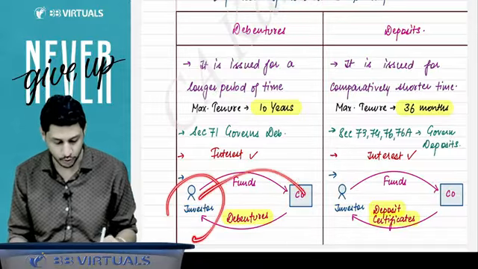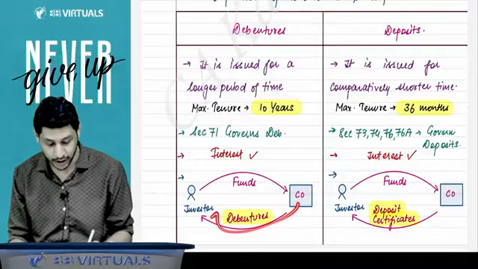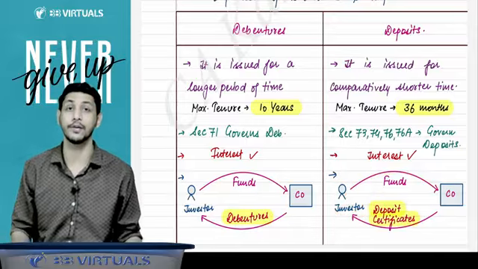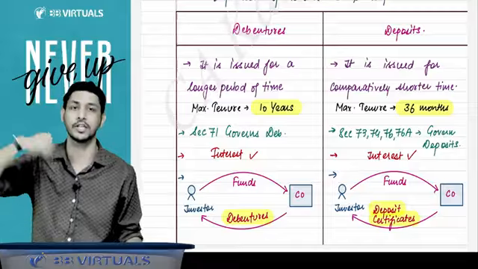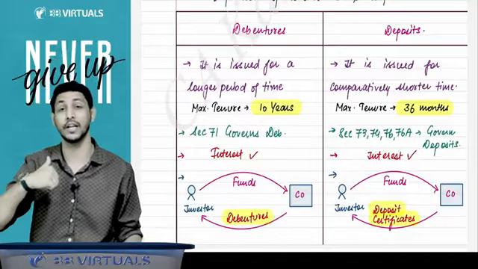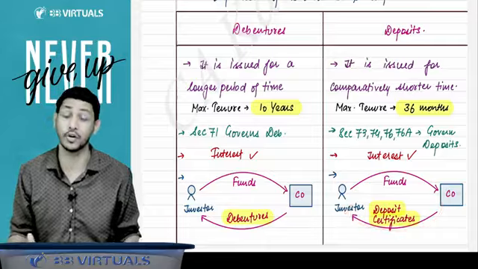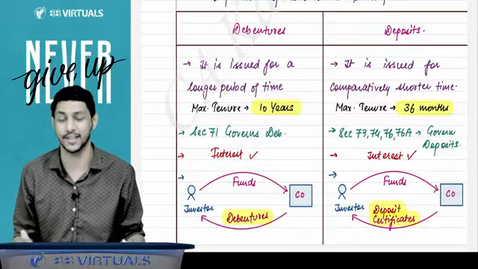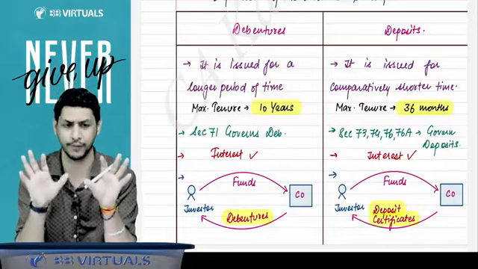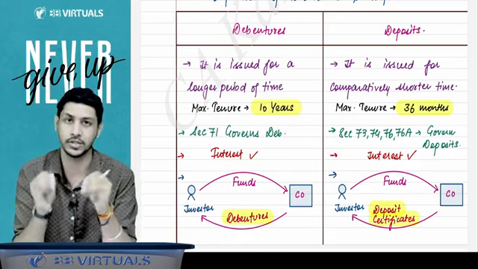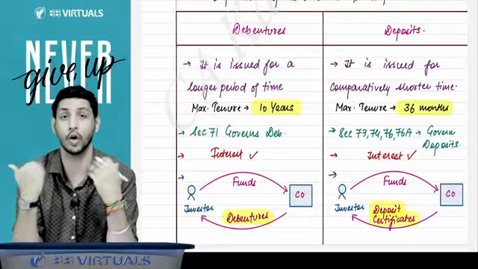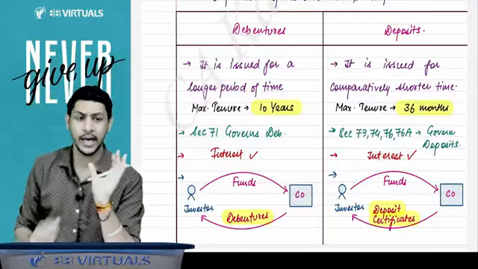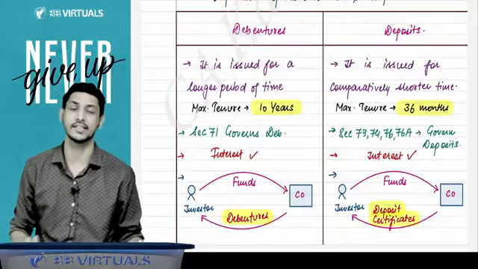Whenever an investor invests in the company by way of debenture, the company will issue a debenture certificate to that investor. But in case of deposits, when the company accepts a deposit from the investor, the company has to issue a deposit certificate to the investor. So, to summarise the differences: debenture is also a borrowing, deposit is also a borrowing, but debenture is for a longer period of time and deposit is for a comparatively shorter period. The tenure here is 10 years, and here the tenure is 36 months.